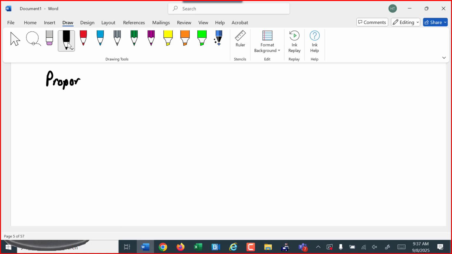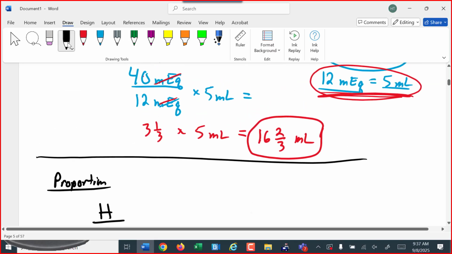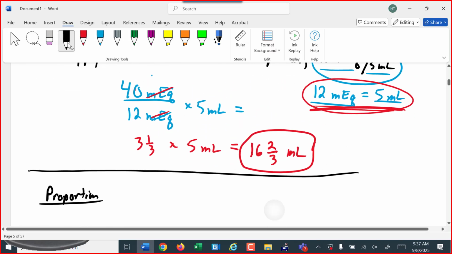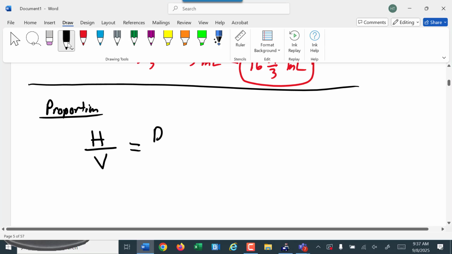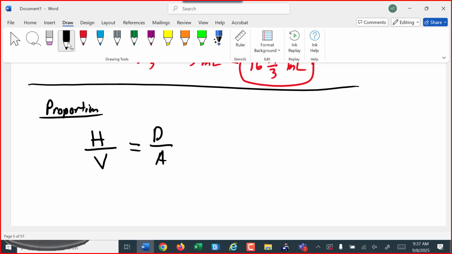So the second method is the proportion method. And the proportion can be set up one of several different ways. The typical way we do it looks like this. You have the on-hand dose over the vehicle because that's a typical rate you're given. Like in this last problem, 12 milliequivalents per 5 milliliters was already set up in that form. And then we have the doctor's order over the administered dose.